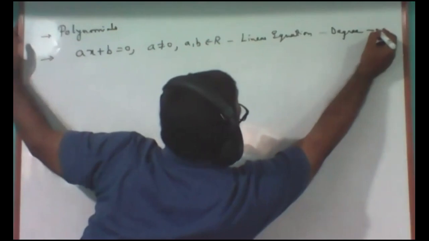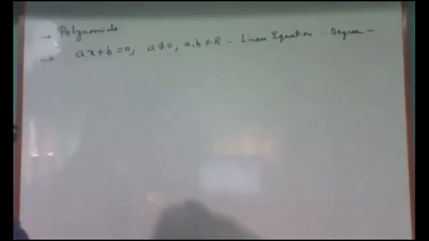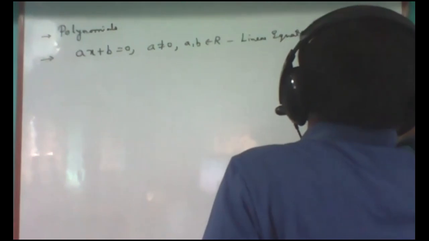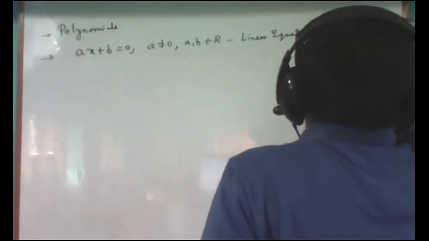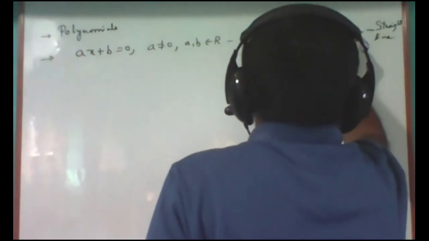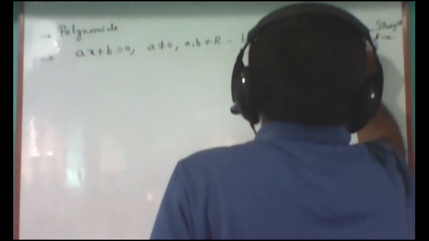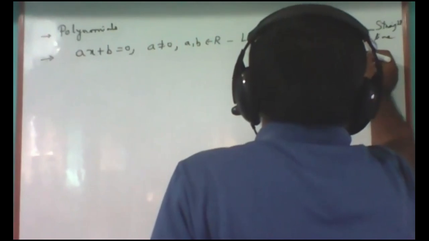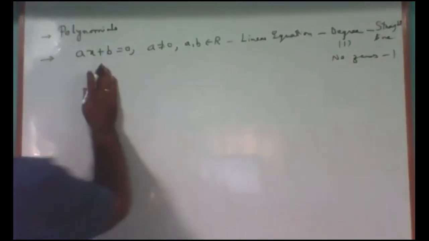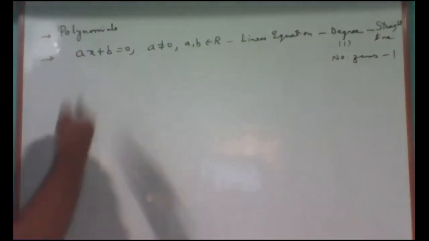And what type of graph it will have? The graph of this equation will be a straight line. And how many zeros it will have? The number of zeros also will be 1. So this is the standard form of linear equation.